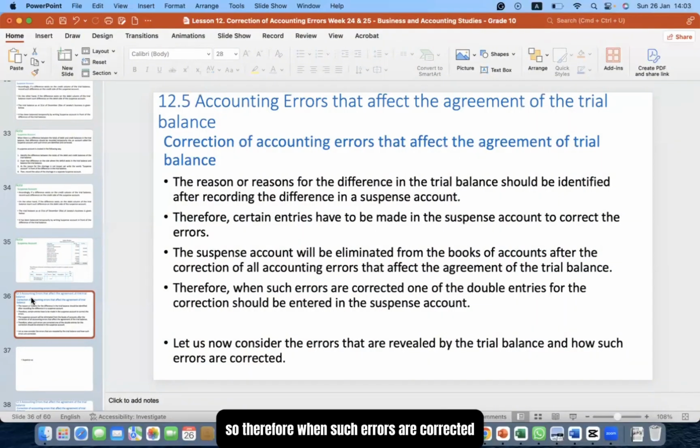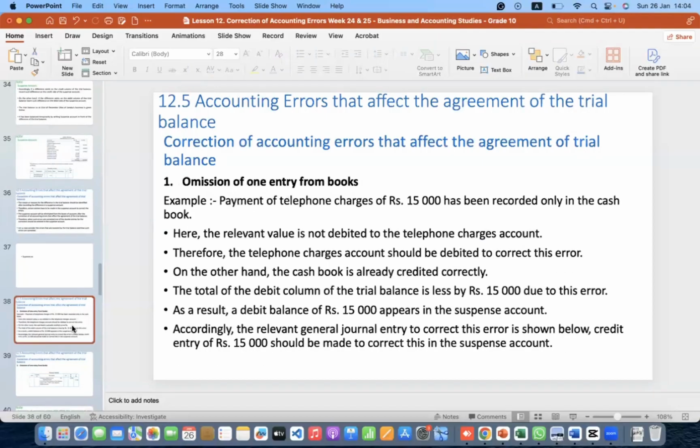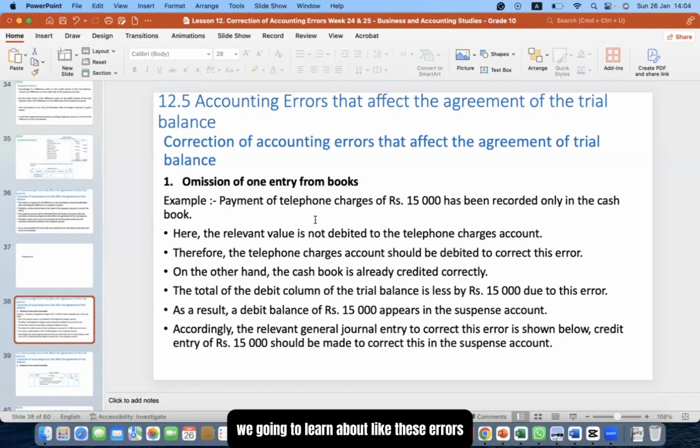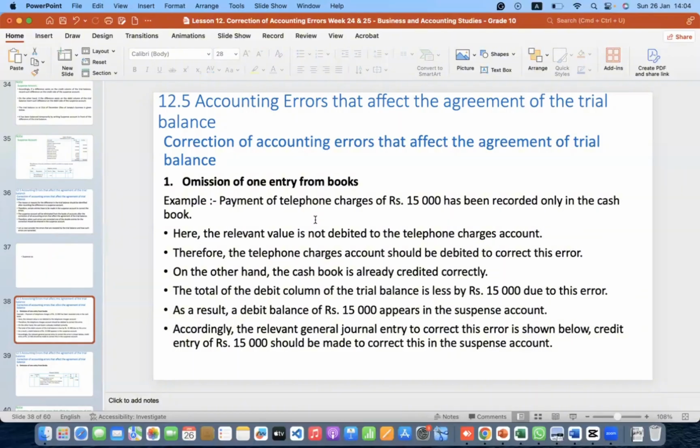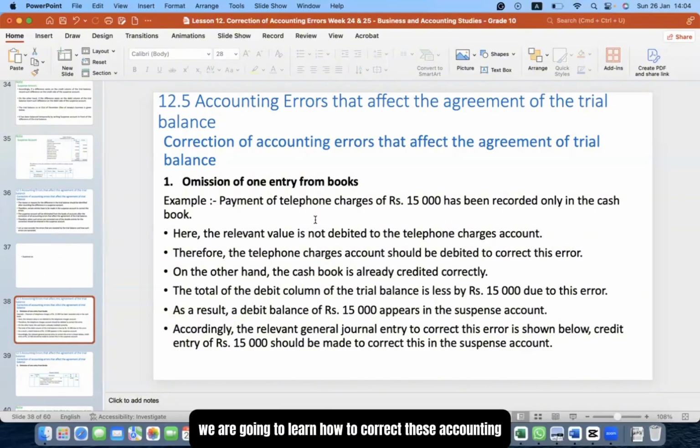So therefore, when such errors are corrected, one of the double entries for the correction should be entered to the suspense account. Now let's consider those errors that are revealed by the trial balance and how such errors are corrected. We are going to learn about accounting errors that affect the agreement of the trial balance, and how to correct them.